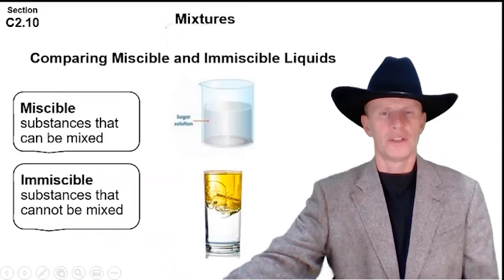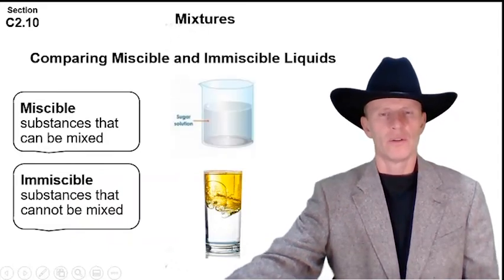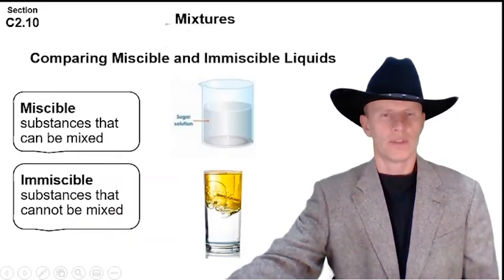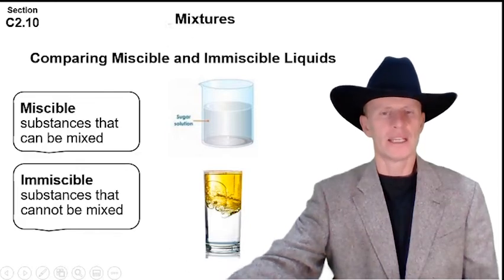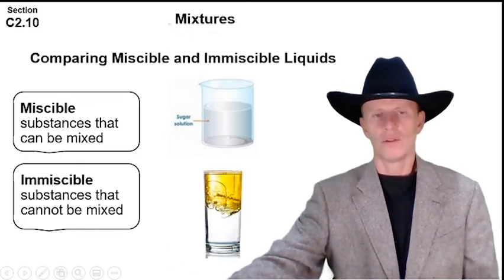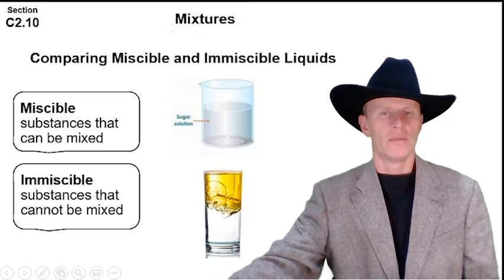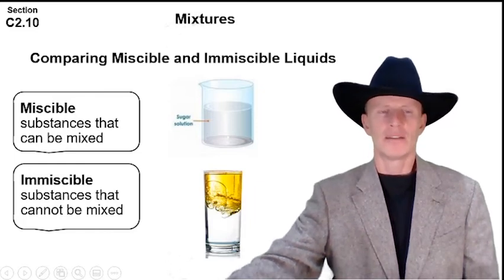If solutions can't mix together, we call them immiscible. Substances that cannot be mixed together would be like oil and water. And those that can mix together, like water and sugar, we say are miscible.